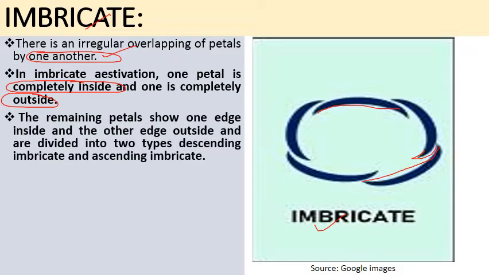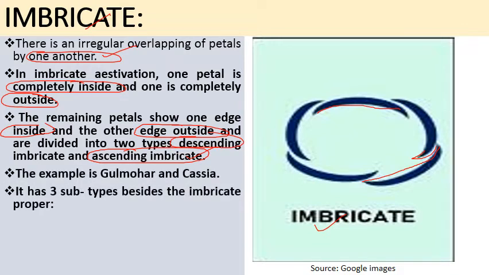The remaining petals show one edge inside and the other edge outside, and are divided into 2 types of imbricate estivation, that is descending imbricate estivation and ascending imbricate. So दो तरह की होती है imbricate estivation. One is ascending imbricate और second one is descending imbricate. The example is gulmohar, that is Delonix regia and Acacia. So इन दोनों plants के flower में petals की arrangement imbricate होती है.